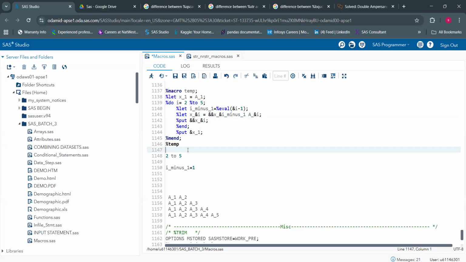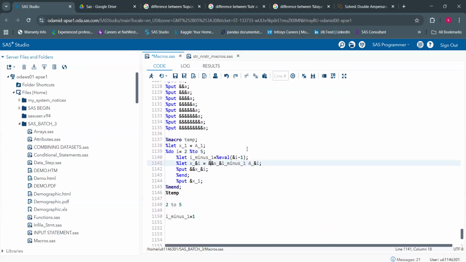Whenever you try to iterate some values which have multiple ampersands to be resolved, if you provide only one ampersand, SAS treats that as a single ampersand and tries to resolve the entirety at once: ampersand x underscore ampersand I minus 1. We don't have any value with the name ampersand x underscore ampersand I minus 1, right? That's when we use double ampersands.